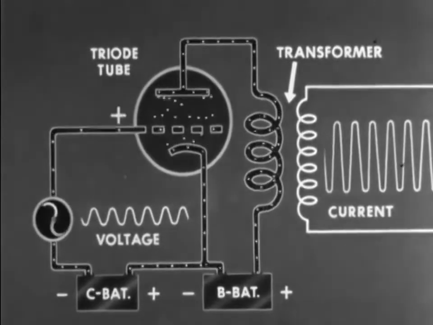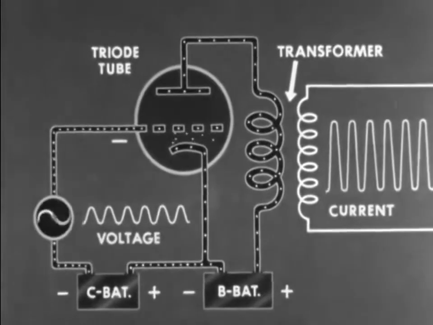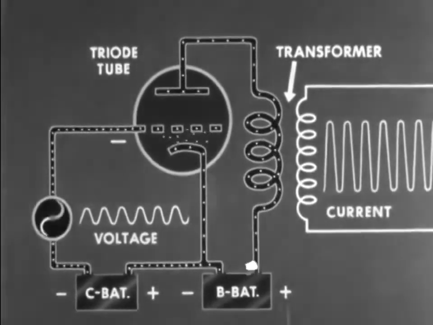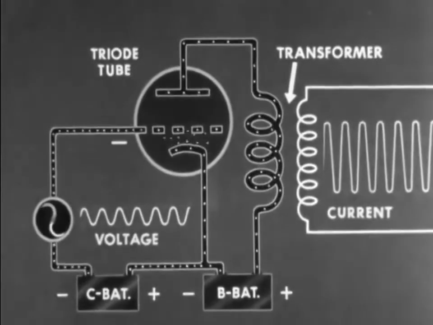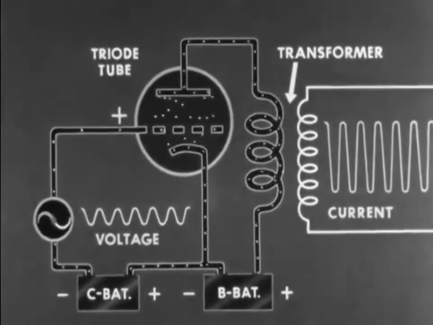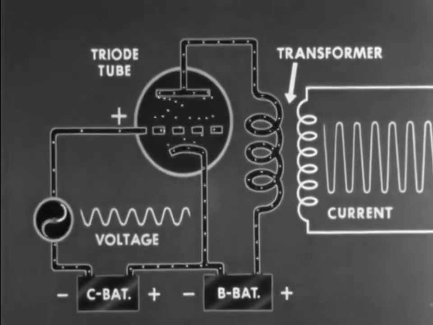It is of greater magnitude, however. In other words, it is an enlarged replica of the input voltage wave. Thus, the triode tube is an amplifier, in that it magnifies a wave without changing its shape.